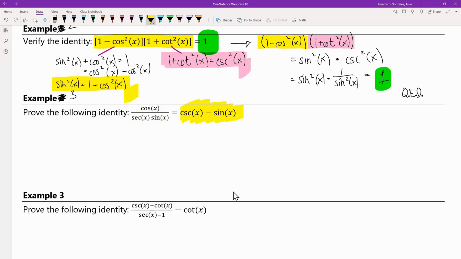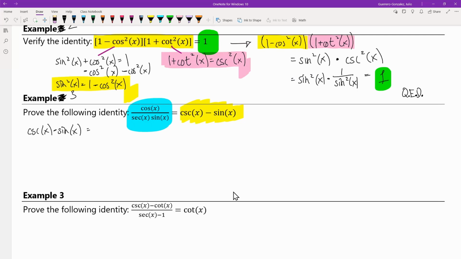Now I believe for this one, you can do the left-hand side, turn it into the right. It will work. But I'm going to do it just for educational purposes, right? I'm going to do the right-hand side into the left. So I'm going to start with that right-hand side. I'm going to start with cosecant of x minus sine of x, and I'm going to try to turn it into this right here.